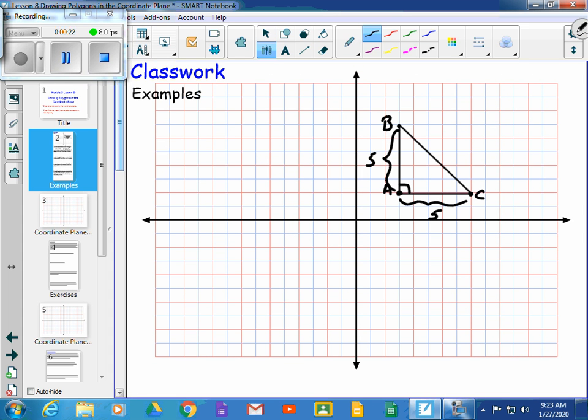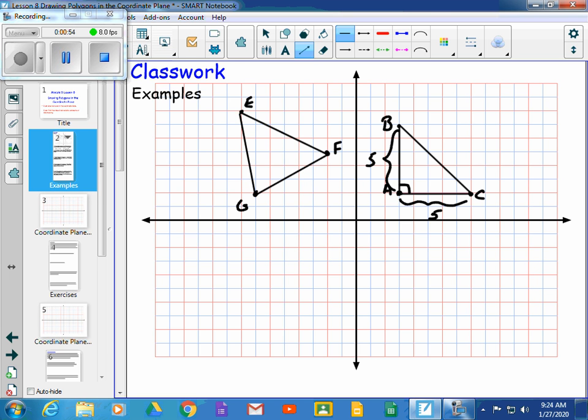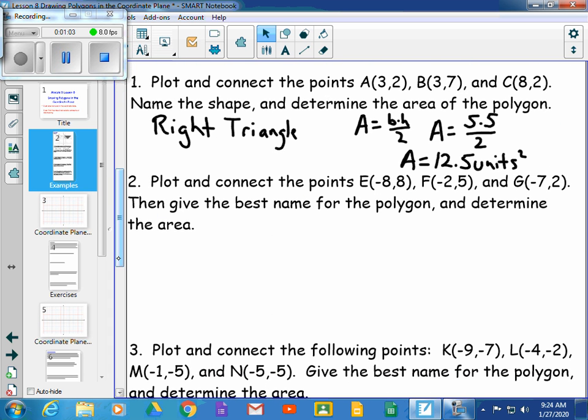the proper places. Alright, so we have E at -8, 8. We have F at -2, 5. And then we have G at -7, 2. I'm going to connect those points in order. And I can see that we made a triangle. Now, the kind of triangle that we made here is an acute triangle.